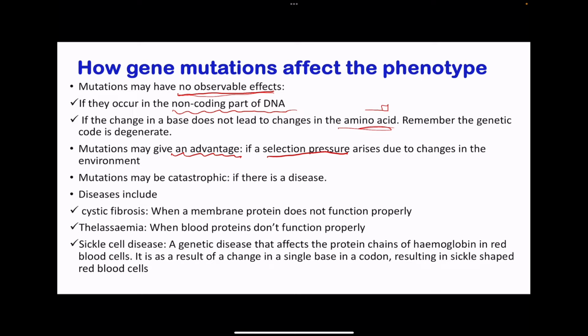However, some mutations are catastrophic, meaning they could lead to diseases, and these diseases could include cystic fibrosis, where the membrane proteins are not functioning properly. There are conditions like thalassemia, when blood proteins don't function properly, and there is another condition, sickle cell anemia. This is a genetic disease which affects the protein chain of hemoglobin in the red blood cells, so they have problems with insufficient oxygen, as well as the sickle cells being trapped in blood vessels, which could deprive some areas of their body tissues of oxygen, leading to organ failure.